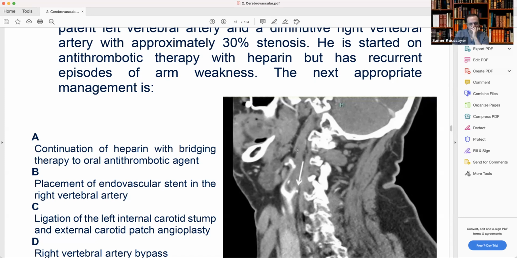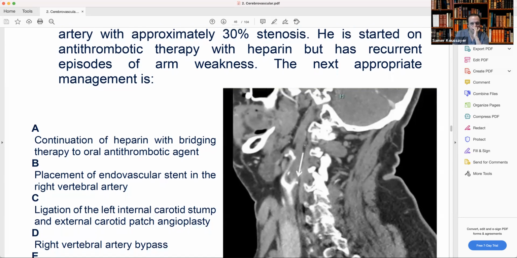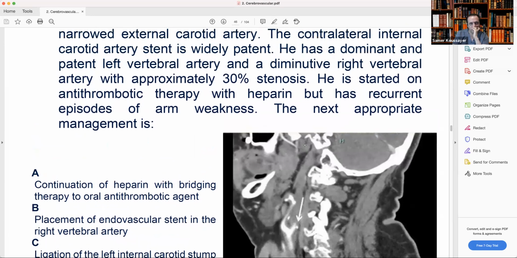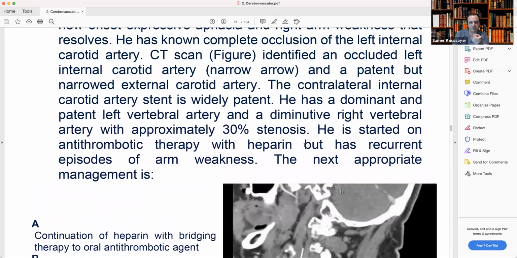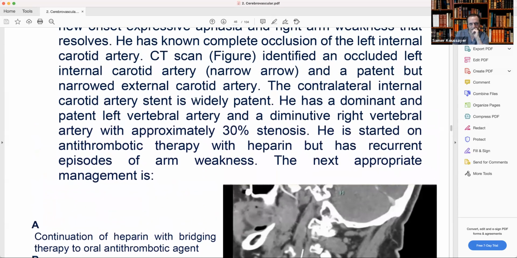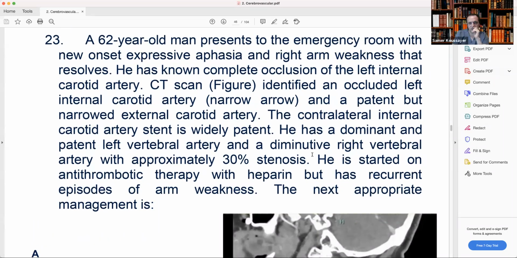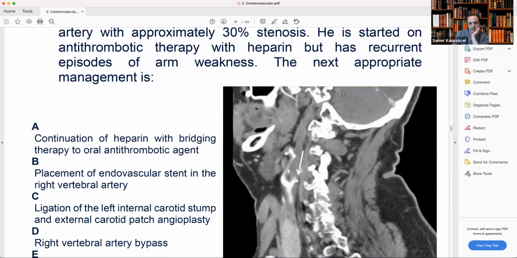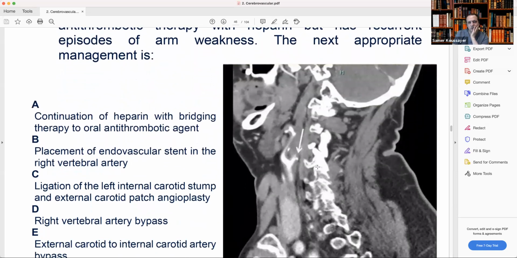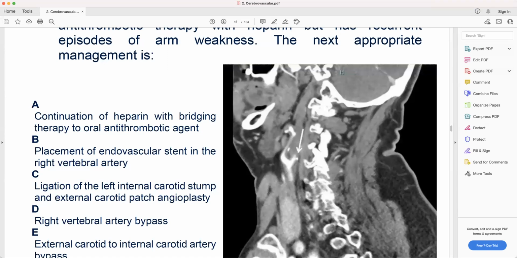But how do you explain that? Let's explain to people how this happens. The internal is occluded, so how is he still getting TIAs? This guy is still getting TIAs because he has right arm weakness, right? That means he's getting TIAs. So how do you get TIAs with the internal still occluded? Either through this, which is the carotid stump syndrome, or through the external carotid artery.